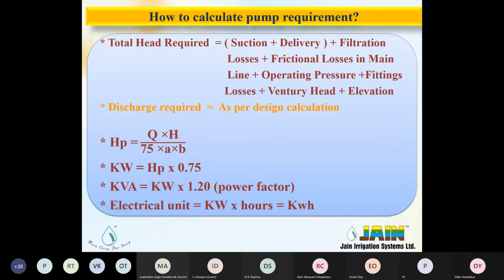And with the HP, if you multiply by 0.75, it gives the kilowatt. And the kilowatt, if you multiply with a power factor of 1.2, it gives the kVA. Then for the electrical unit, if you multiply the kilowatt with the hours, it gives the electrical units. That means with this electrical unit, you can work out how much the electric bill will be.